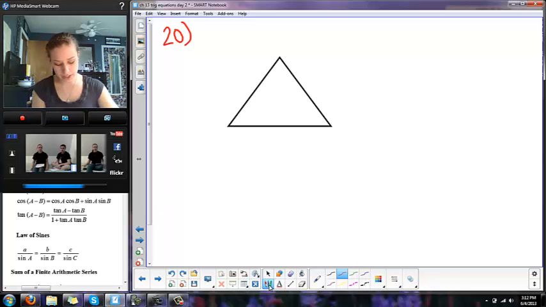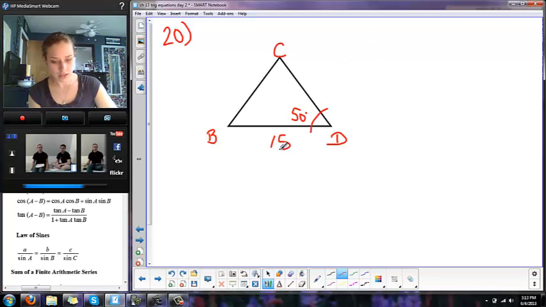Number 20 says, how many different triangles can be constructed given the parts that the measure of angle D is 50 degrees, side C is equal to 15, and side D is equal to 20. Obviously, for some reason, they're not using A, B, and C, so I think they're using B, C, and D, which is a little bit weird, but whatever. So I'm going to draw a triangle and label them B, C, and D. The measure of angle D right down here is 50 degrees. Side C, which is across from angle C, is 15, and side D is 20.